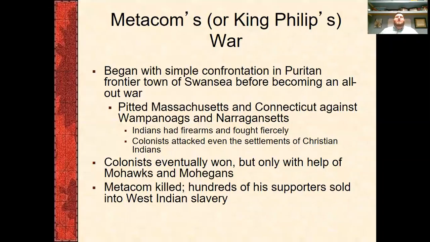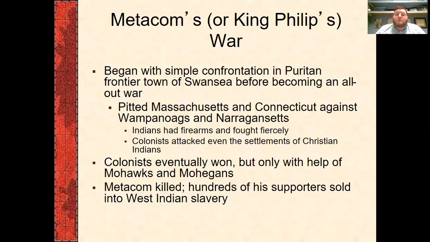And it's interesting for a couple of reasons. One, the Indians are going to use some interesting tactics, and they're going to fight very fiercely throughout those colonies. And another interesting thing to note is that the colonists are going to respond with attacks against all settlements, even the settlements of Christian Indians, or those prayer towns. And so that's something that's kind of different.